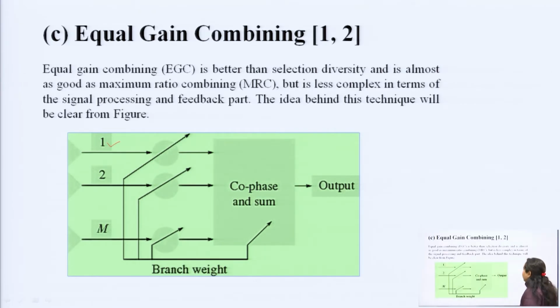Now, next is equal gain combining. In case of equal gain combining, it is better than the selection diversity, and it is almost as good as the maximum ratio combining technique. But it is less complex in terms of the signal processing and feedback paths.